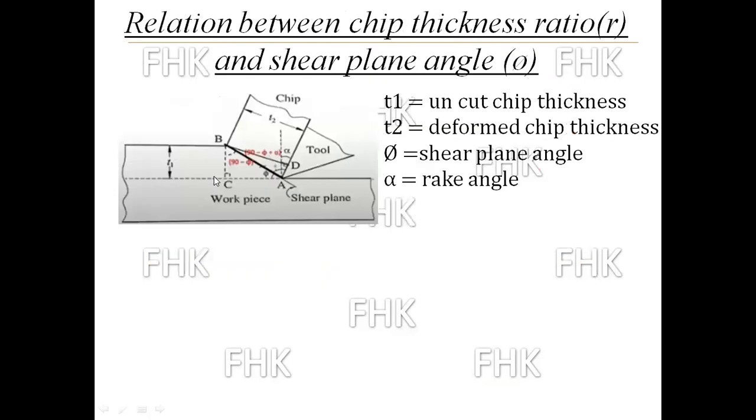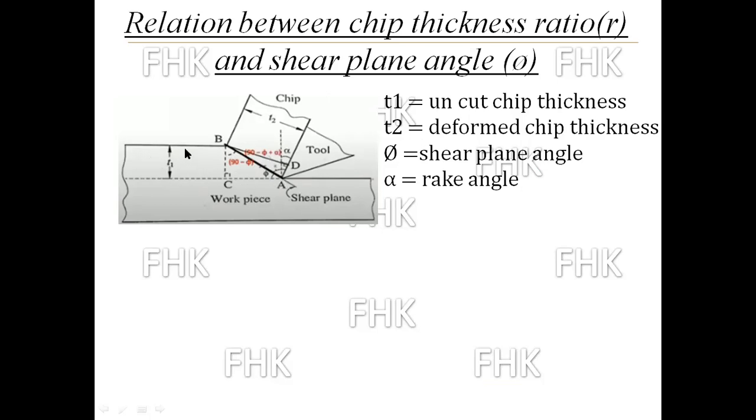Okay. Now come to the derivation. The figure is in front of you. This is tool, and this tool, having the angle with the vertical line, alpha, is the rake angle of tool. Here it is written, alpha is the rake angle of tool. Okay, the line AB is denoted as shear plane, and the shear plane makes angle phi with this horizontal line.